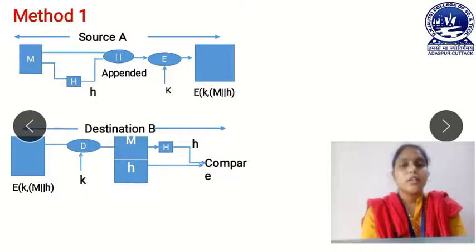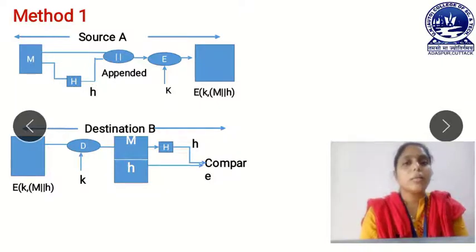But look here, the message which is transmitted over the network is the encrypted message. If the attacker wants to decrypt this message, then the attacker must know the secret key, that is K. Here this secret key K is only known to the source A and destination B. Other than source A and destination B, no one knows this secret key. That means the attacker cannot decrypt this message to retrieve the plain text or the original message, which means this method satisfies confidentiality. Now check for the authentication.